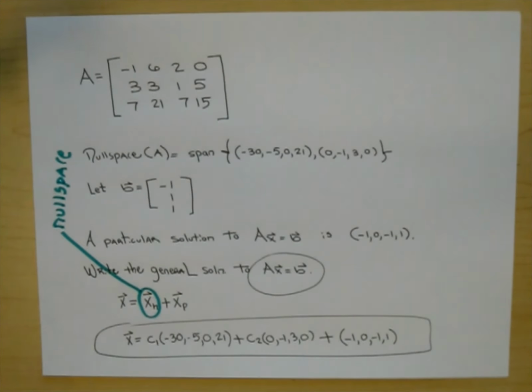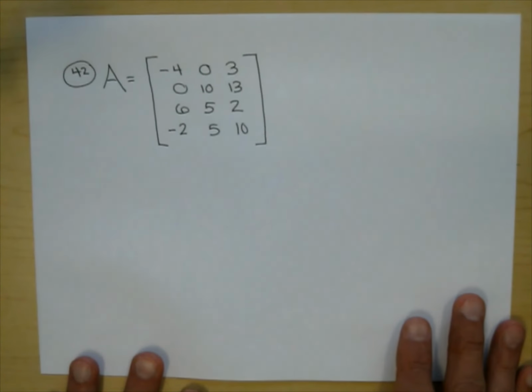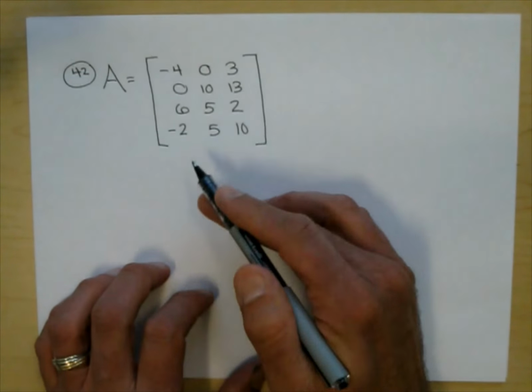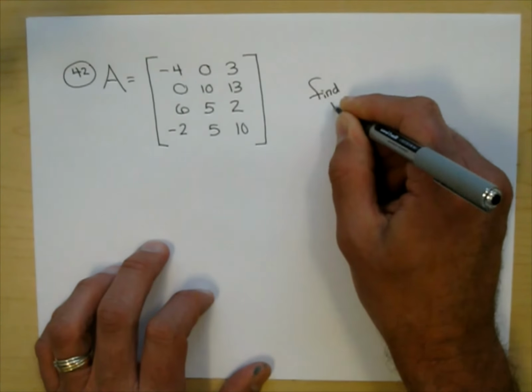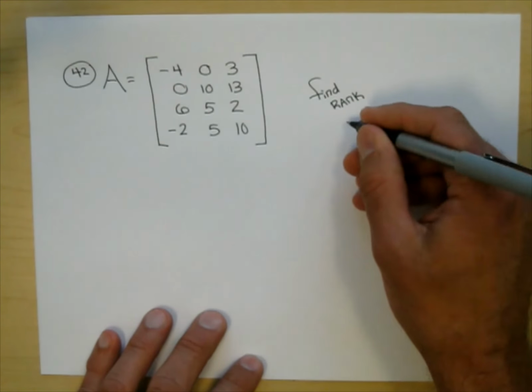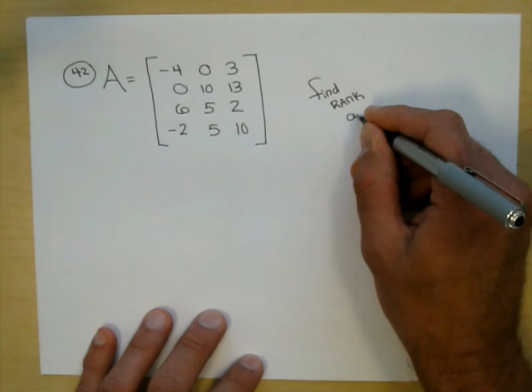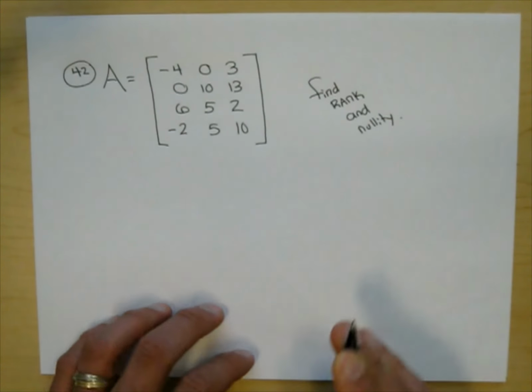Okay, let's go ahead and do another problem here. For problem number 42, I just want to find the rank and nullity on this. I know they asked for some other things, but I did not feel good about the other problems where the bounds and frees were always the same. So find rank and nullity. Okay, so that's what we'll do here.